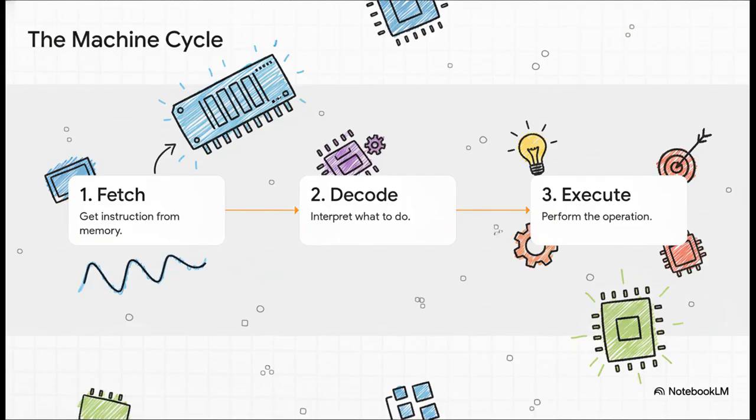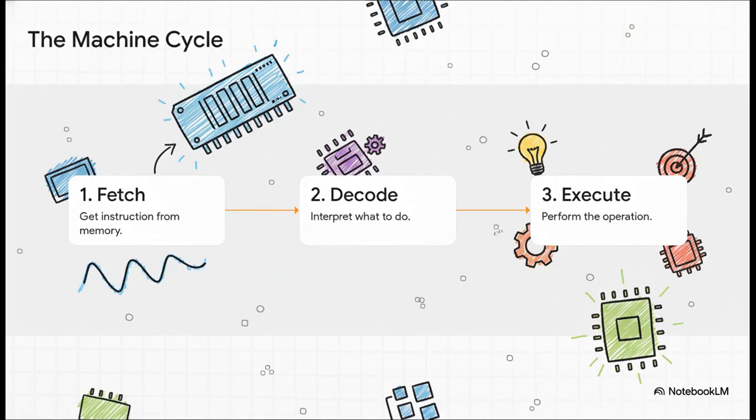And it all comes down to this never-ending process, the machine cycle. First, it fetches the next instruction from RAM's mailbox grid. Then it decodes that instruction to figure out what it's supposed to do. Is it addition? Is it moving data? Finally, it executes that command. Fetch, decode, execute. Over and over and over.